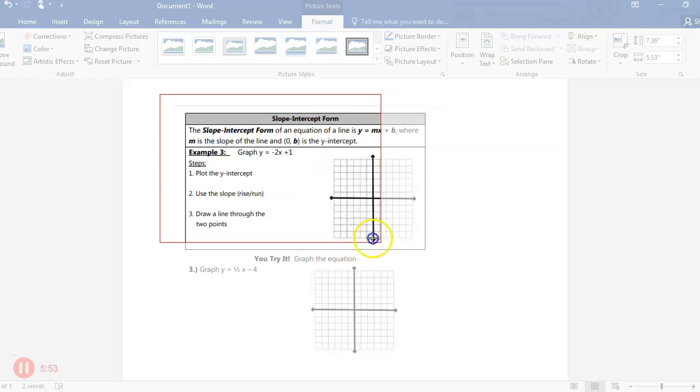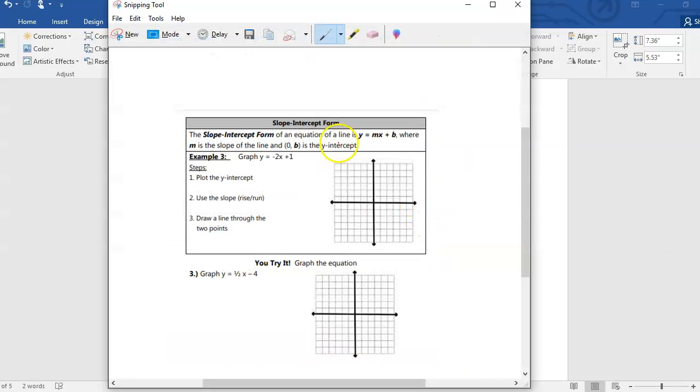Okay, the next thing we're going to talk about is slope-intercept form, and this was our favorite form, right? So slope-intercept form of an equation of a line is y equals mx plus b, where m is the slope of the line, and b is the y-intercept. We like slope-intercept form because it tells us the slope, and it tells us the y-intercept. Thus, it's called slope-intercept form. All right, so we're going to talk about how we graph when we have something in slope-intercept form. And how that goes is we're going to first plot the y-intercept.